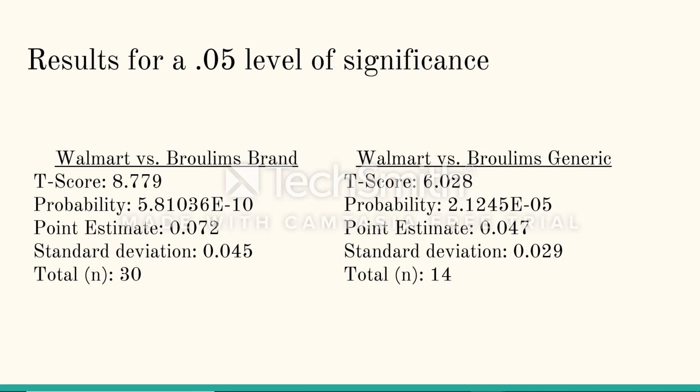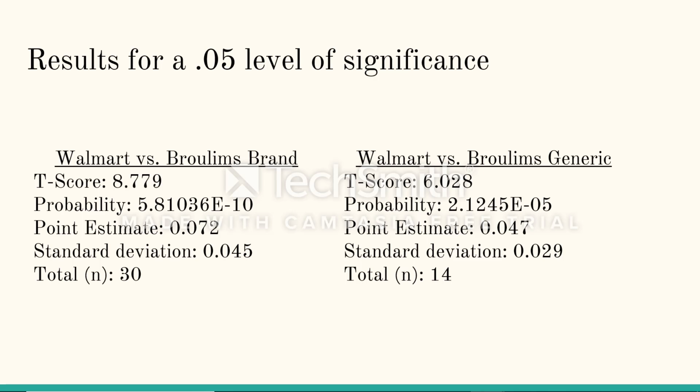So for our results, and to get our p-value to determine if we were going to reject or fail to reject the null: within Walmart versus Brolums, comparing the brands, we have a probability of 5.81036 times 10 to the negative 10. And for the generic between the stores, we have a p-value of 2.1245 times 10 to the negative 5th.